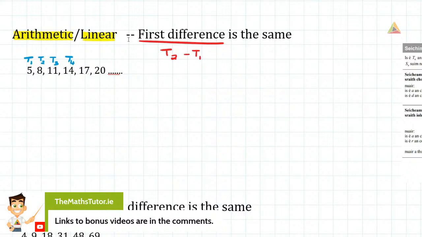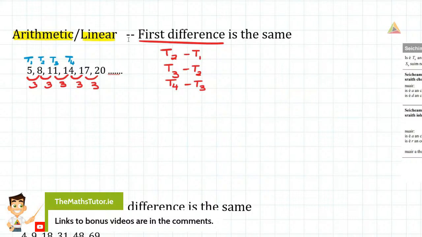So I'm going to take a term and subtract the term that comes before it. So I'm going to say T2 take away T1. So 8 take away 5, and that gives me 3. T3 take away T2, so that's 11 take away 8, and I get 3. T4 take away T3, so that's my fourth term 14, take away my third term 11, and I get 3. And that pattern repeats itself, so each time in this sequence I take a term and subtract the term that comes before it. That's going to give me a common difference of 3.